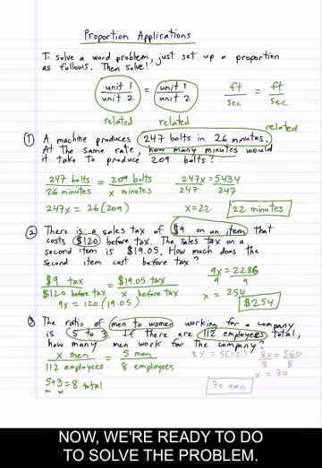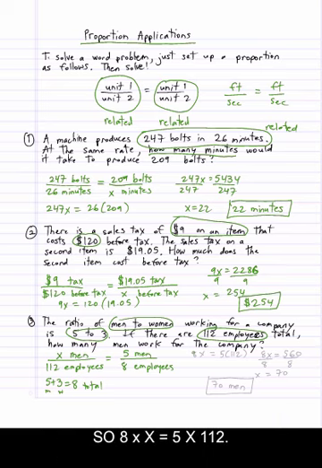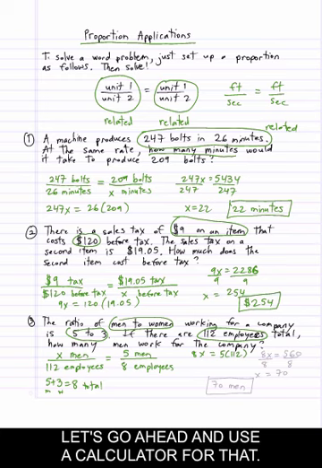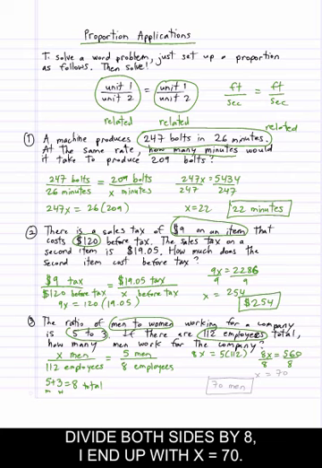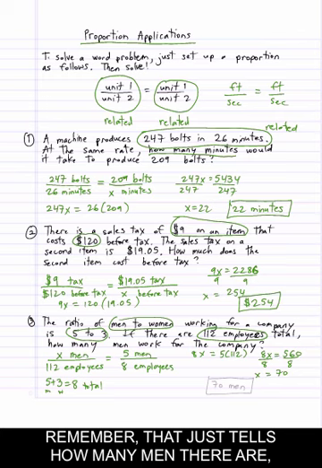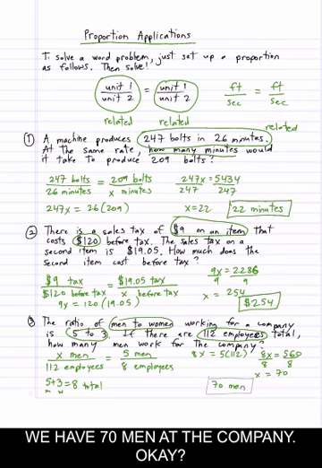Now we're ready to solve the problem. So 8 times x equals 5 times 112. Let's go ahead and use a calculator for that. 5 times 112 is 560. So I get 8x equals 560. Divide both sides by 8. I end up with x equals 70. Remember, that just tells us how many men there are. So let's actually write that down. We have 70 men at the company.